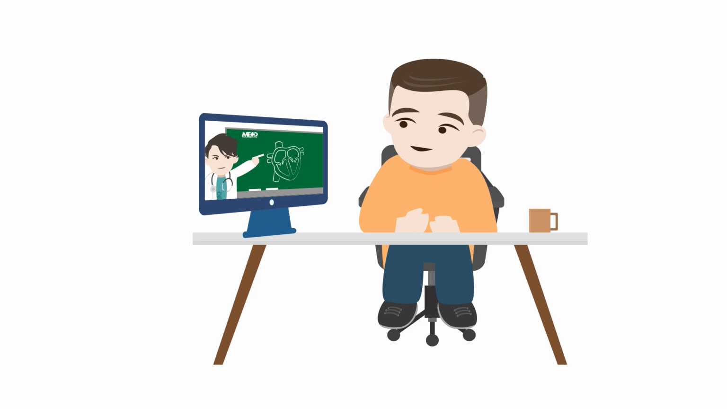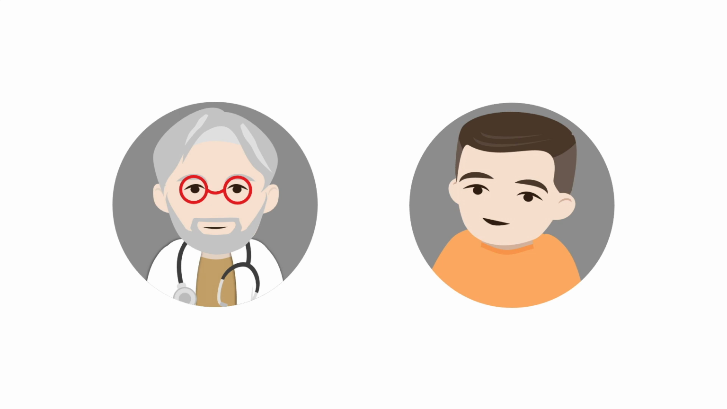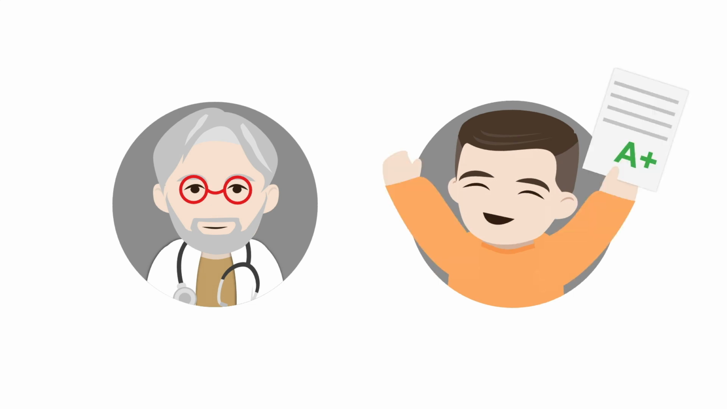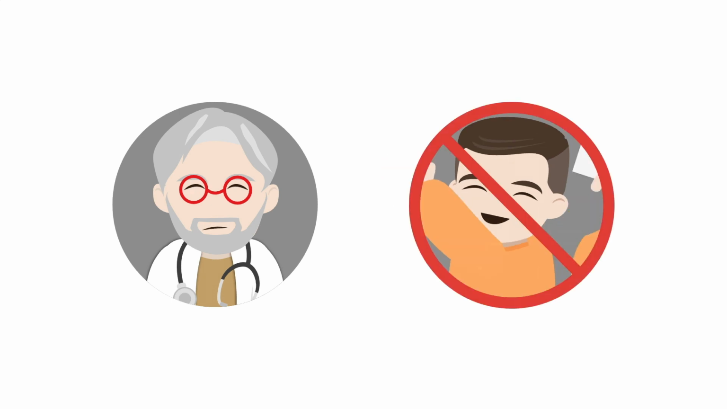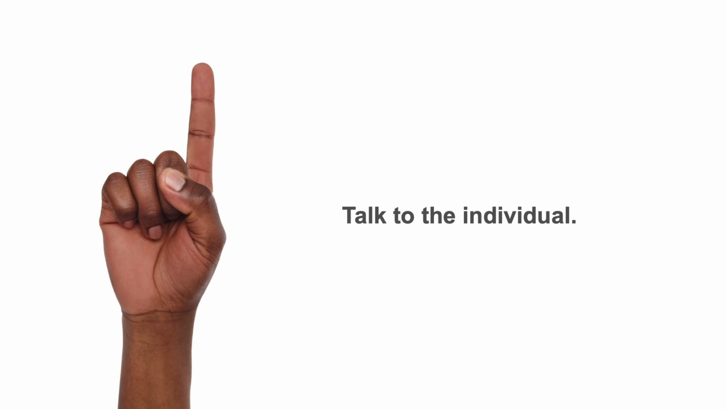So any language that contains stuff like all of you just reminds the learner that they don't have a one-on-one relationship with you. And while that might be true, you're missing out because their full learning potential will not be mobilized. So rule number 1 of personalization is talk to the individual.